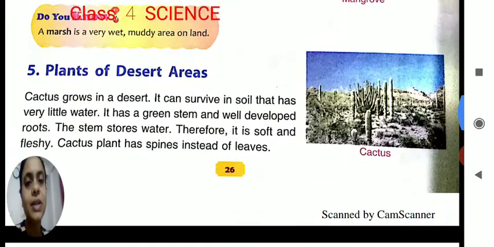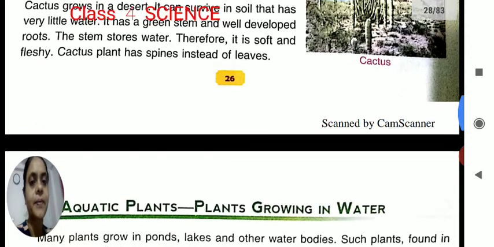So now the next category of terrestrial plants is plants of desert areas, in which we have learned about the cactus, which has no leaves, but in the place of leaves there are spines, and its specialty is to store water in it, and that's why it is able to survive in very little water. So cactus plant is found in desert areas.